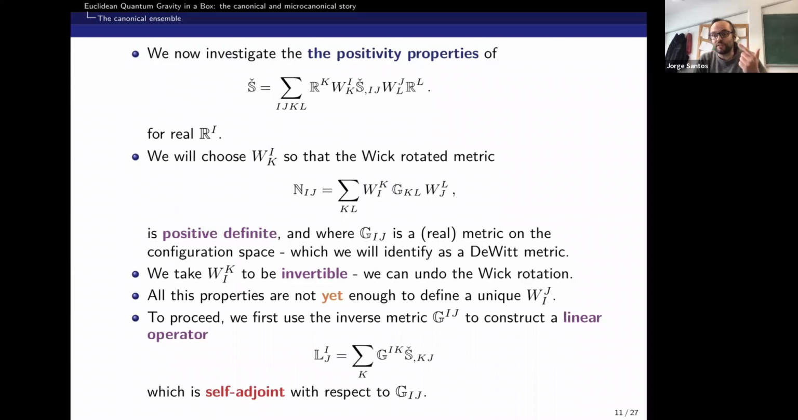So how do we proceed? How are we going to choose these W's? Well, this is the bit where you need a little bit of knowledge of linear algebra, but you don't need much. It's not very profound.